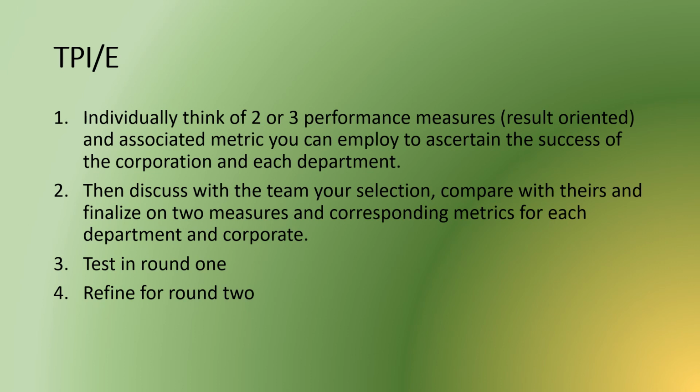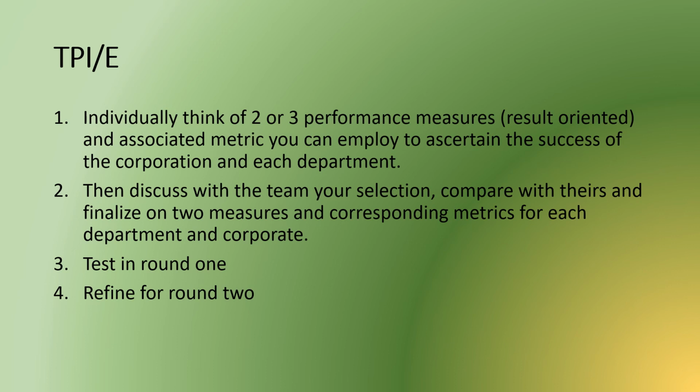Now that we reviewed the Courier for a second time, it's important to start to develop a series of measures and metrics that the corporation and the departments are going to use to effectively determine whether management is performing their tasks successfully or not. To do so, individually, each and every one of you should think of 2 or 3 performance measures. Now remember, these are result-oriented measures. They reflect an effort and an associated metric that you can employ to ascertain whether a department or whether the corporation is successful. For example, market share.